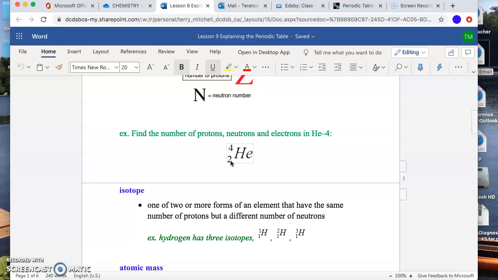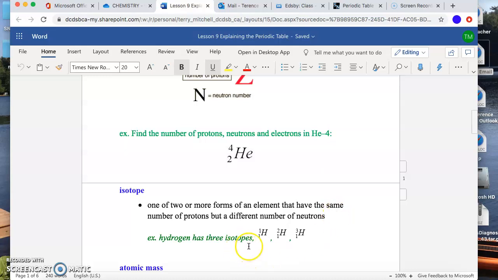It would also have 2 electrons to make it overall neutral. And the weight is 4. So that tells us that if it has 2 protons, it must also have 2 neutrons to give it that weight of 4. Now an isotope. Perhaps you've heard this word before. An isotope is a different form of an element.